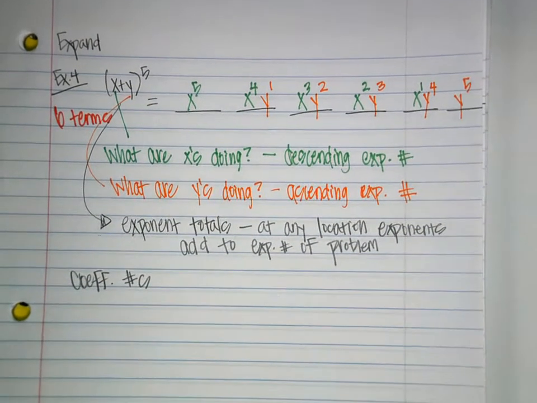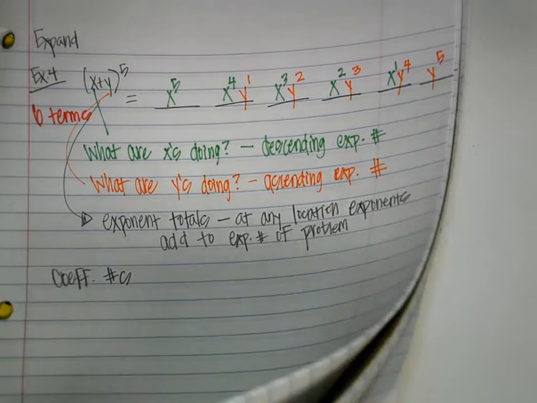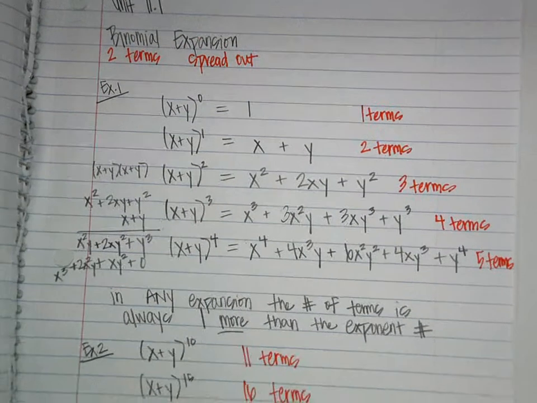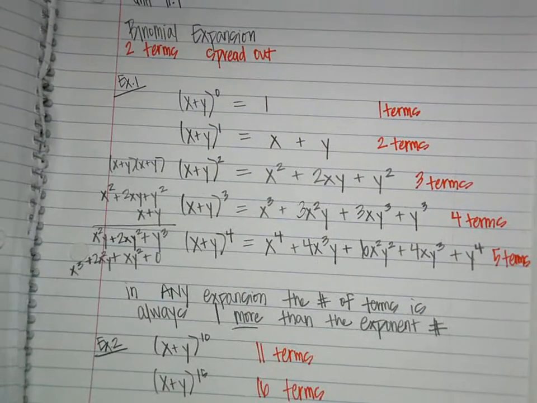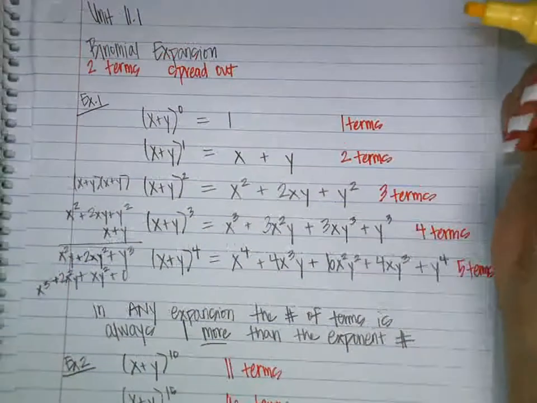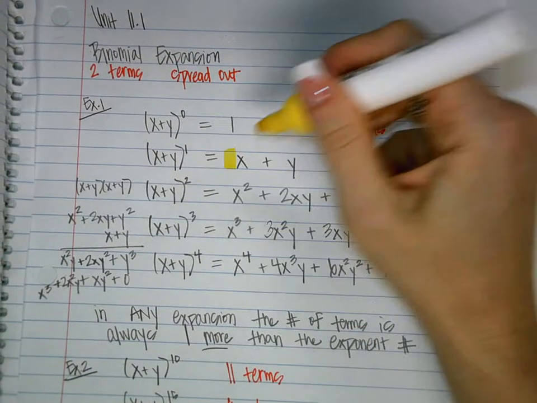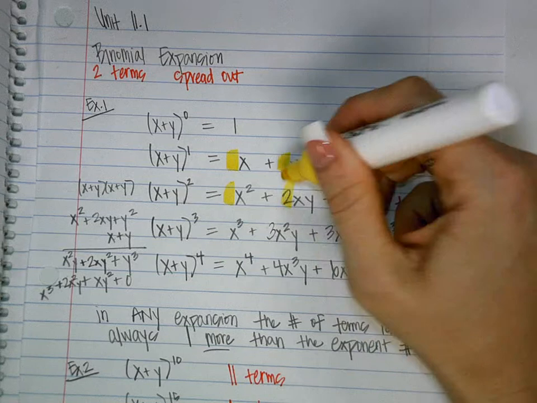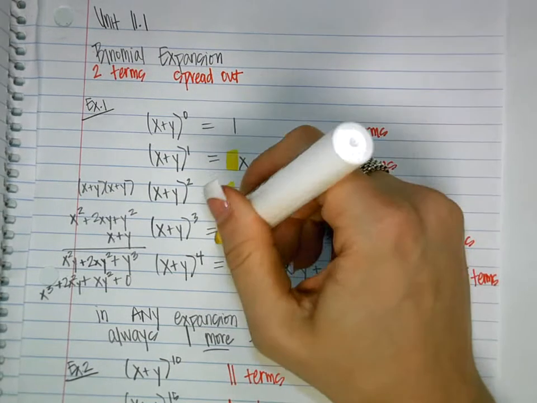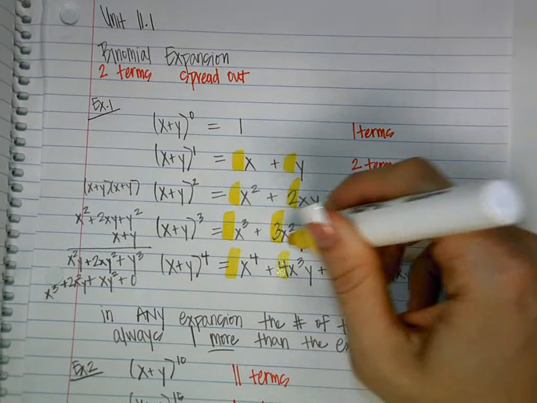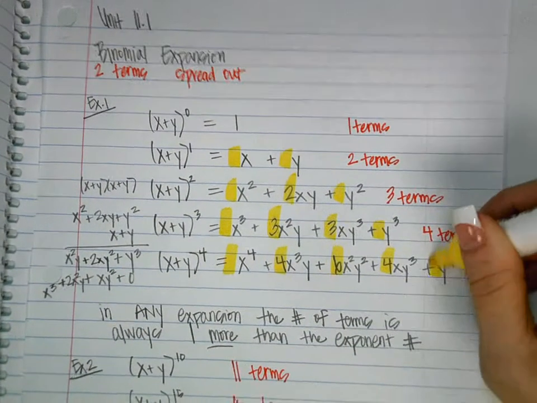Okay, coefficient numbers. If I go back to these coefficient numbers, what is a coefficient? The number in front. So what's the coefficient on x? 1. What's the coefficient here? 1, 1. 1, 2, 1. 1, 3, 3, 1. 1, 4, 6, 4, 1.